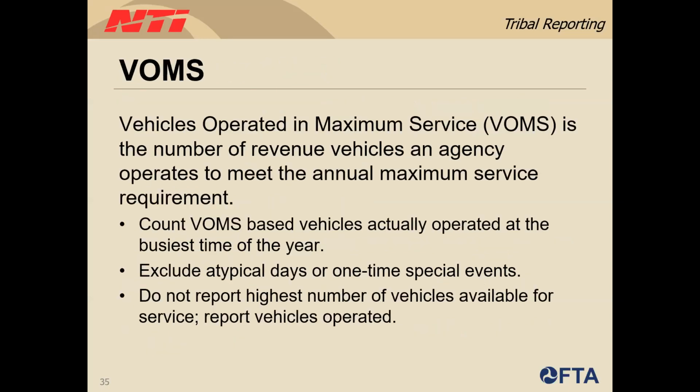Okay, another service data point that is reported by mode and type of service is VOMs. VOMs are vehicles operated in annual maximum service, and they are the number of vehicles an agency operates to meet that annual maximum service requirement. That's a lot of words to say. How many vehicles do you have on the road on your busiest day, during the peak season of the year? So if you have 3 vehicles and 2 are running at max during the year, your VOMs are 2.